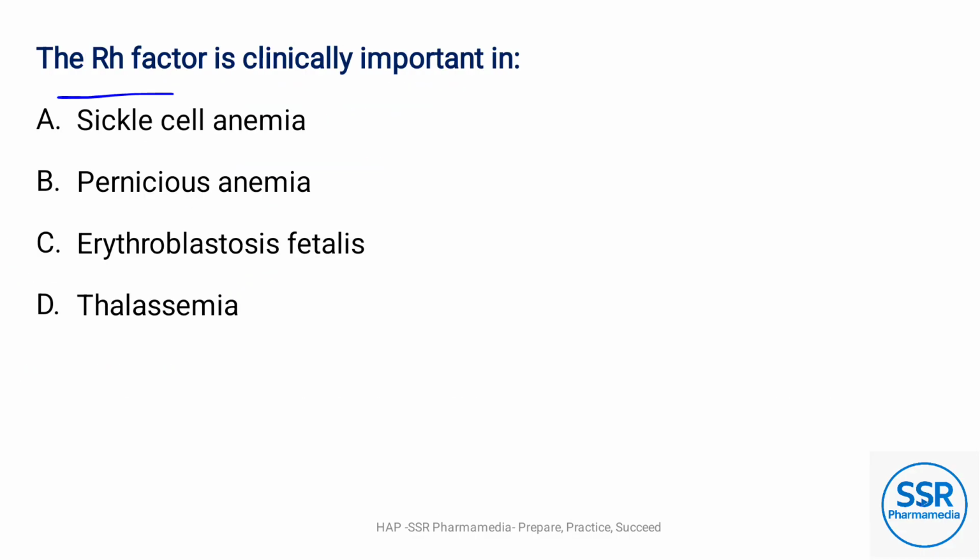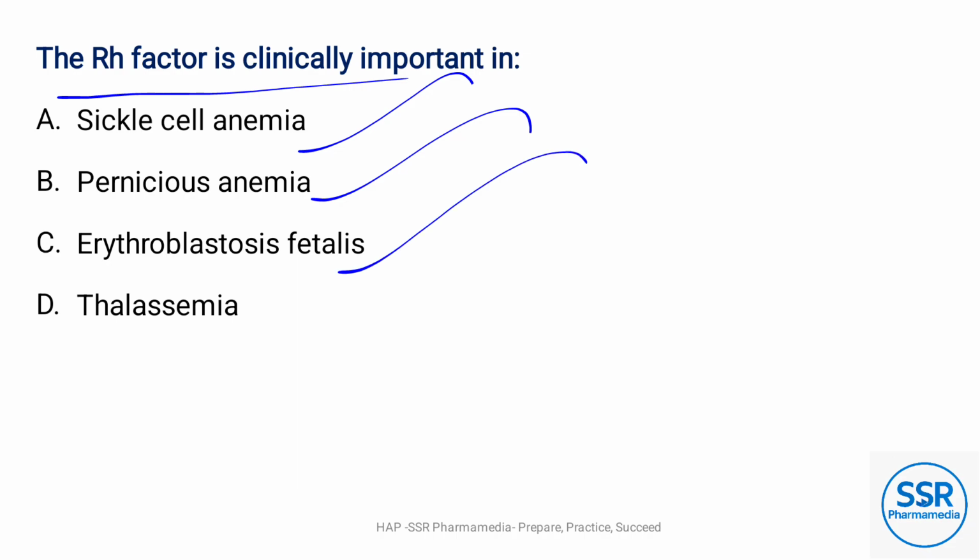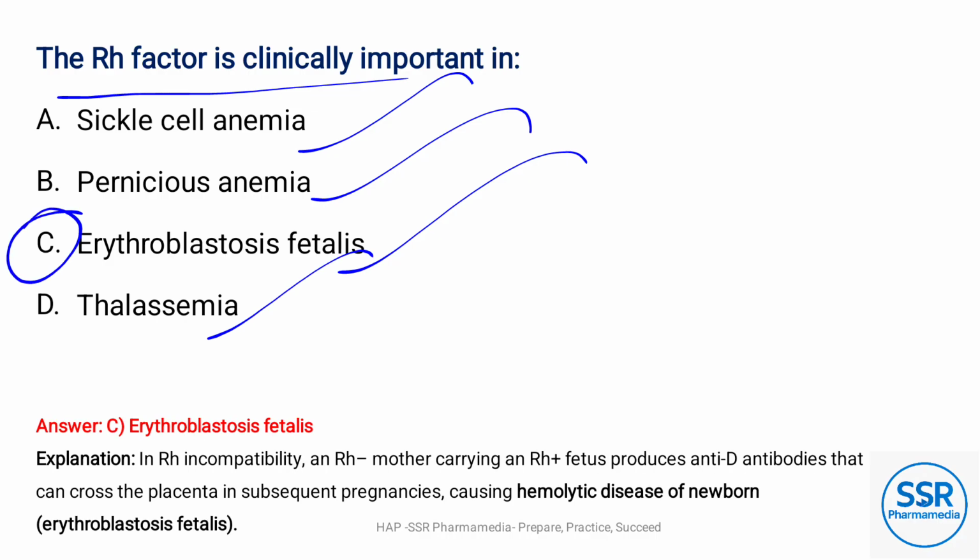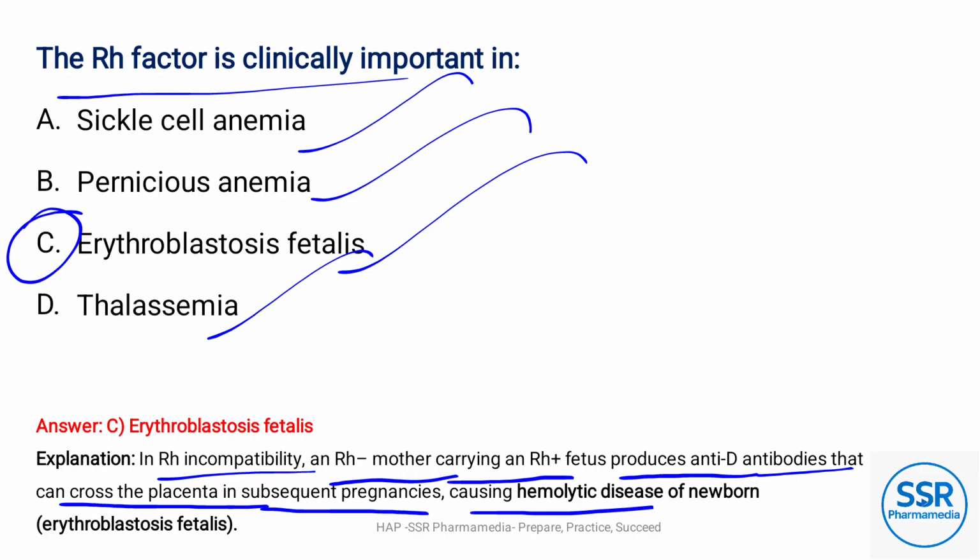So next, the RH factor is clinically important in option A, sickle cell anemia, option B, pernicious anemia, option C, erythroblastosis fetalis, option D, thalassemia. So the answer is option C, erythroblastosis fetalis. In RH incompatibility, an RH negative mother carrying an RH positive fetus produces anti-D antibodies that can cross the placenta in a subsequent pregnancy, causing hemolytic disease of newborn babies.